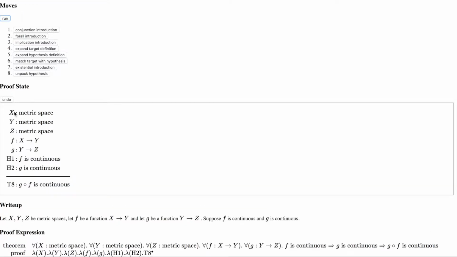So now I have a collection of things above a line and something below a line. So these are the things we have. So we have x, y, z, f, g, h1 and h2, and we're trying to find t8, which states that the composition of g and f is continuous. Note how the write-up has started generating text.